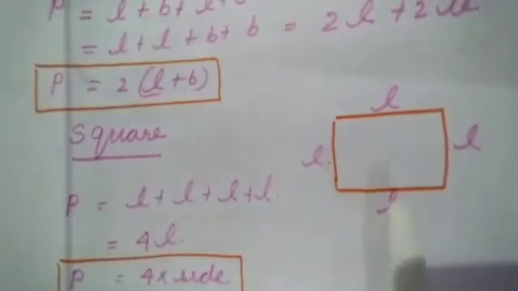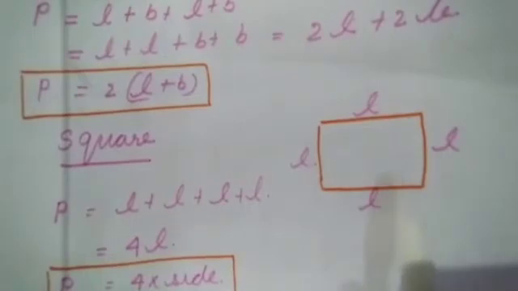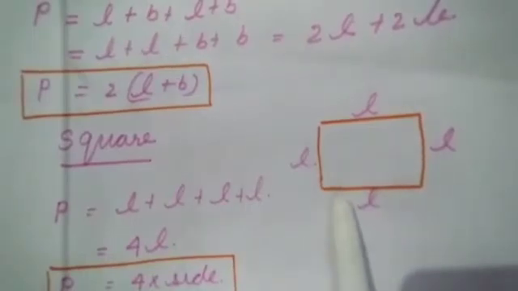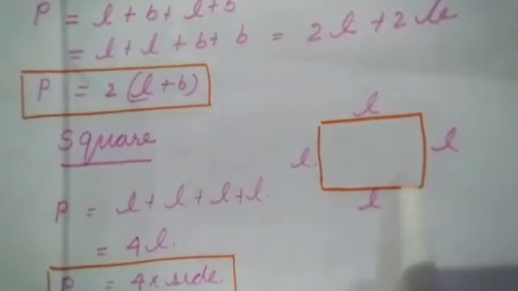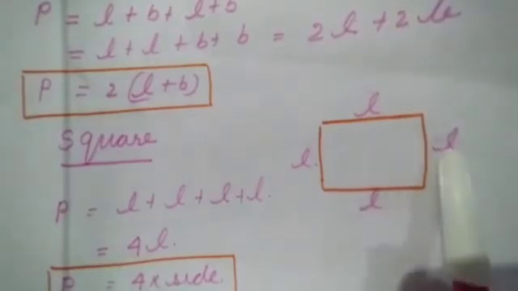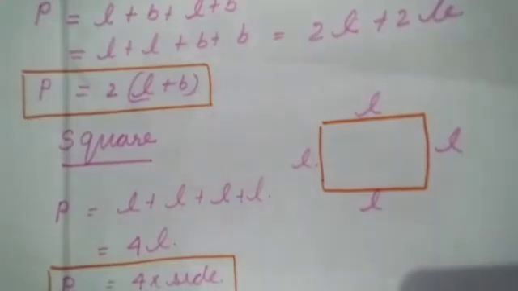Next, square. The figure of a square is given. The square has all sides equal. Then all sides of the square are equal. Length plus length plus length plus length is the perimeter. That is L plus L plus L plus L means 4L.